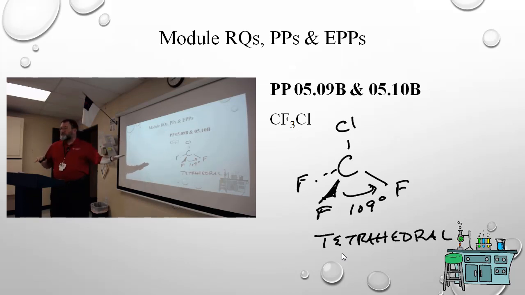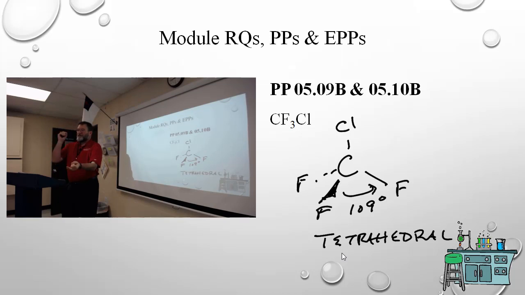But what about the bonds? They're not all the same. One of them's different. The carbon-chlorine bond is different than the carbon-fluorine bonds, right? So it meets the first category. It has polar bonds. Then you ask the second question, is it asymmetrical?